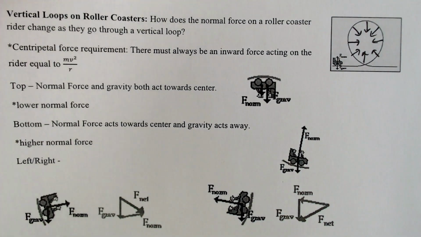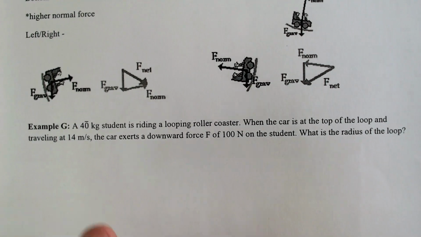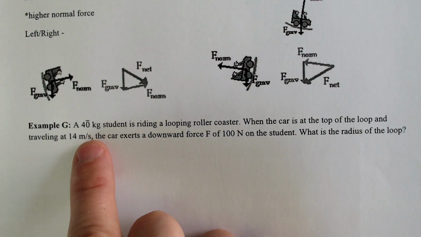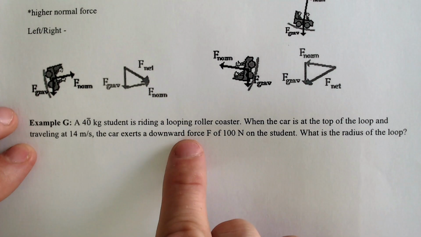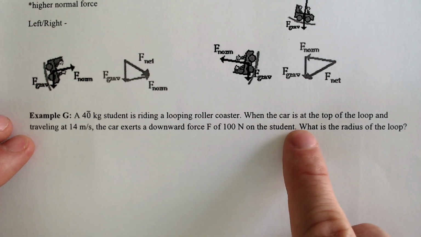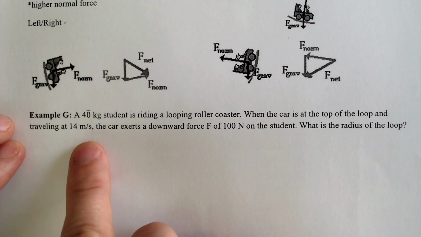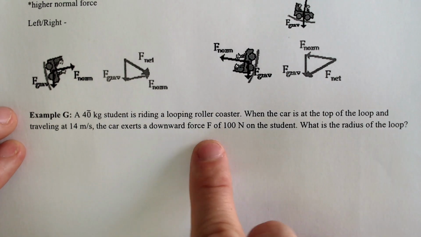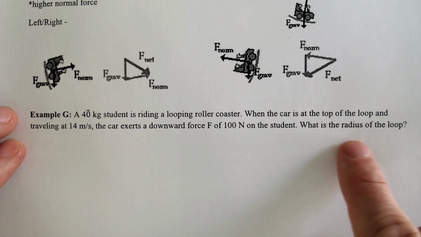One last one before we call it quits. We got a 40 kilogram student. A 40 kilogram student is going to be riding a loop-de-loop roller coaster. When the car is at the top of the loop and is traveling 14 meters per second, the car exerted a downward force of 100 newtons on the student. What is the radius of the loop?